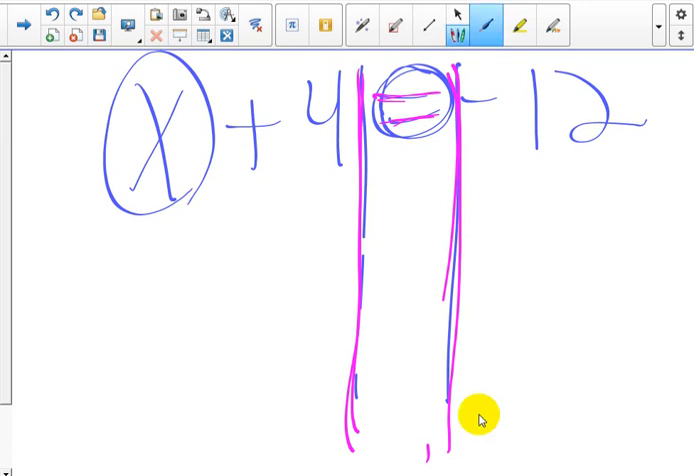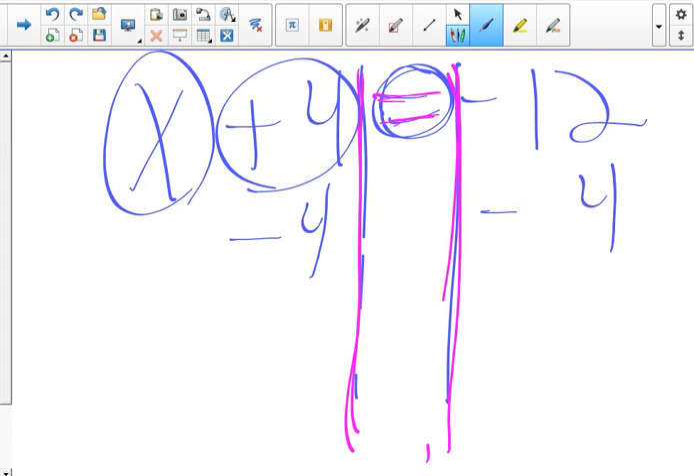So to isolate x, it means we've got to get rid of the 4. And right now we're adding 4. So the inverse operation of add is to subtract. So we're going to subtract 4. And if I subtract 4 from this side, I must subtract 4 from this side. All right, so let's put a bar under it.